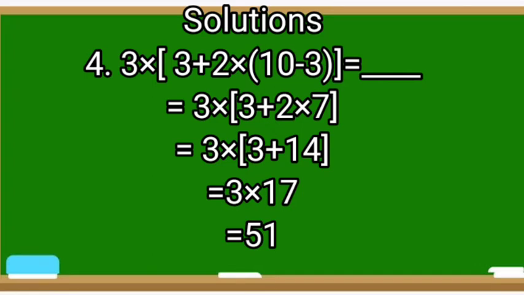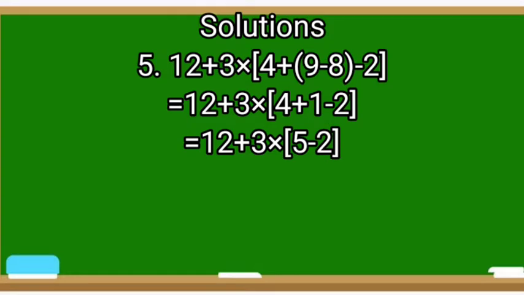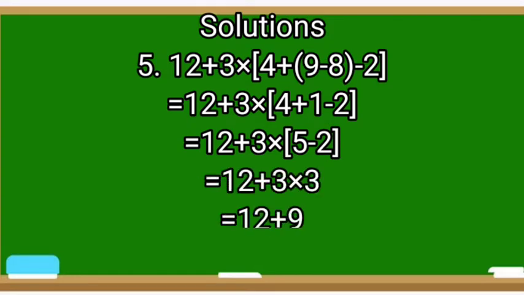Seven is equal to 14. 3 plus 14 is equal to 17. 3 times 17 is equal to 51. Number 5. 12 plus 3 times 4 plus 9 minus 8 minus 2. 12 plus 3 times 4 plus 1 minus 2. 12 plus 3 times 5 minus 2 is equal to 3. So, 12 plus 9 is equal to 21.